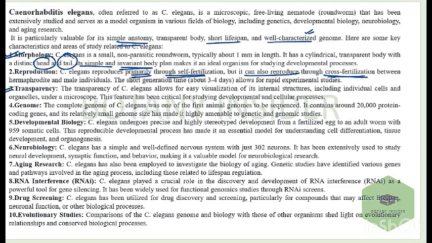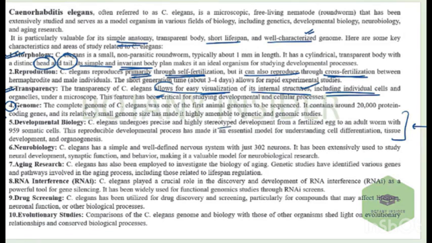Then transparency. So the transparency of C. elegans allows for easy visualization of its internal structures, including individual cells and organelles, under a microscope. These features are helpful for studying the developmental and cellular processes. The genome is also sequenced, so it's easily comparable and easily studyable. Then developmental biology. So in this we have the C. elegans getting formed. So that's also a very unique property which we'll be discussing.